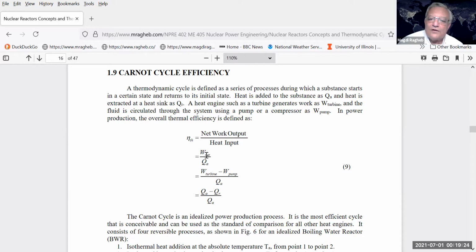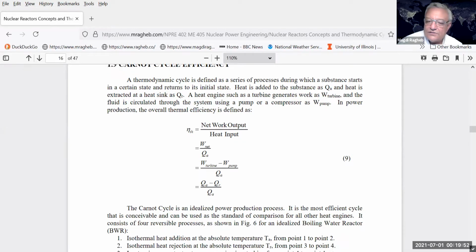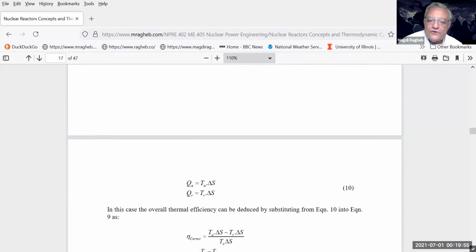What is the net work done? You have to pump the fluid. So usually it's a difference between the work done in the turbine, the work that you get out of the turbine, minus the work that you have to invest into running a pump to pump the fluid, divided by the heat that you are adding to the system. And in other words, it's really the difference between the heat addition minus the heat rejection, the net heat that you get as work, divided by your investment in the energy put into the process.